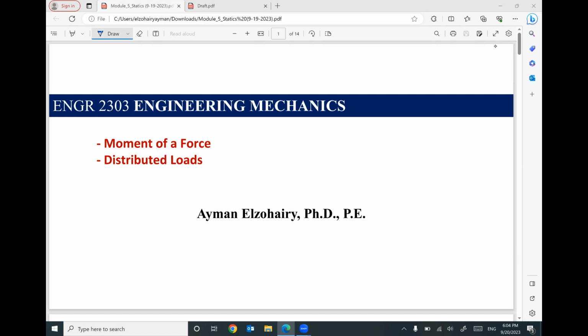I will start with this module, which is a little bit of an introduction for rigid body equilibrium in 2 dimensions and 3 dimensions also. So I will talk about moment of a force and distributed loads in this meeting today.